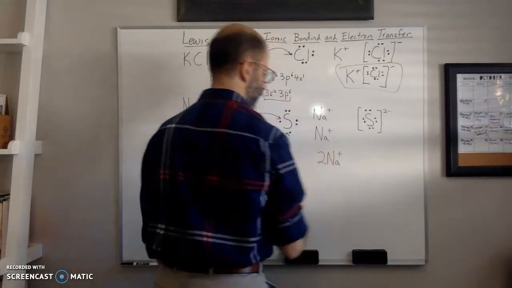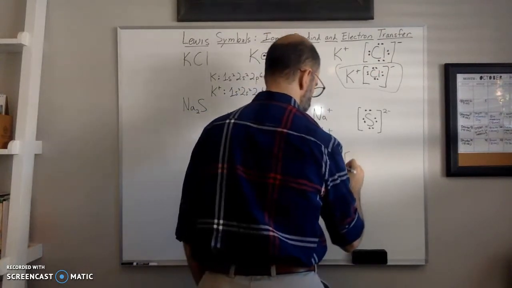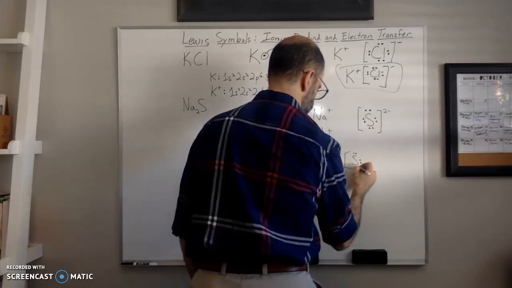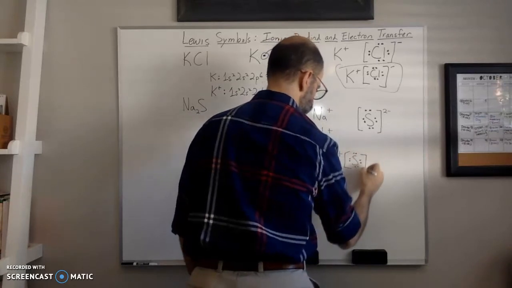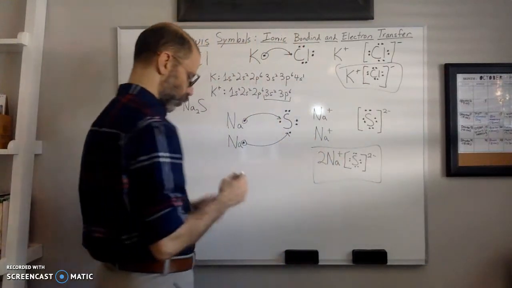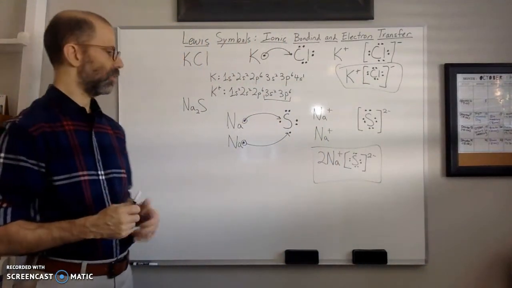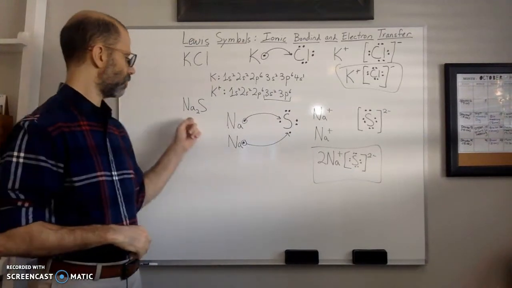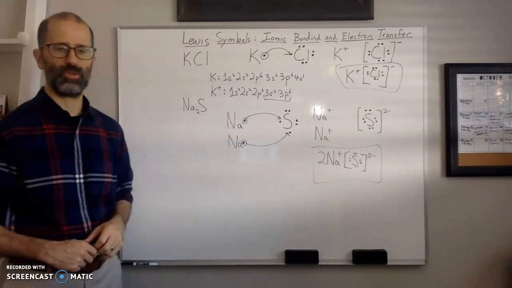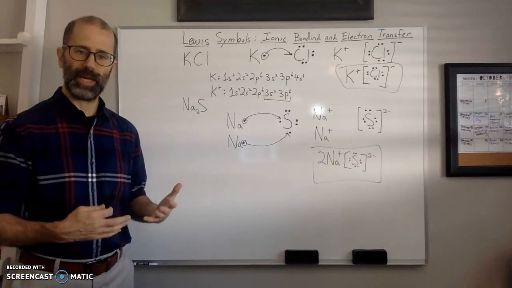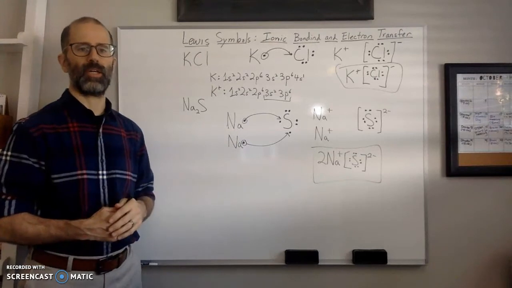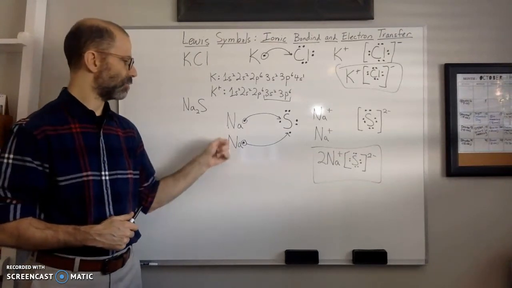So then our formula for our Lewis structure would be: we have 2 Na plus, and then we have our sulfur with its octet of electrons, and you have the 2 minus. So this would be our Lewis dot structure for sodium sulfide. And this is how you can use the Lewis symbols to represent and explain why you get these sorts of formulas from the atoms.